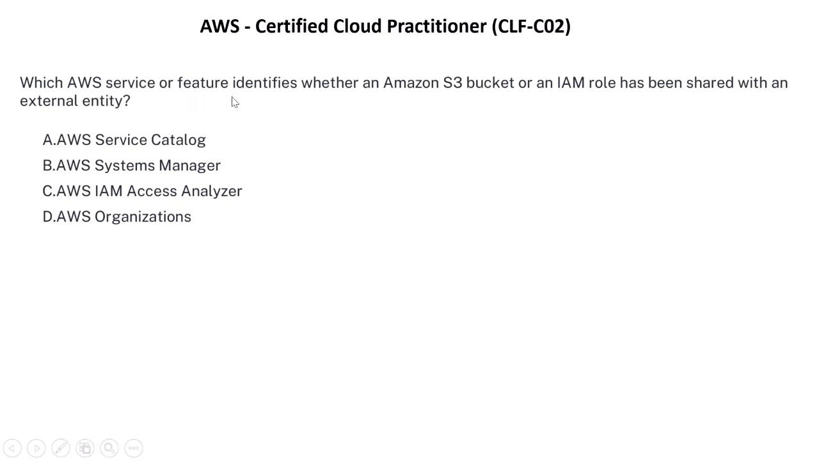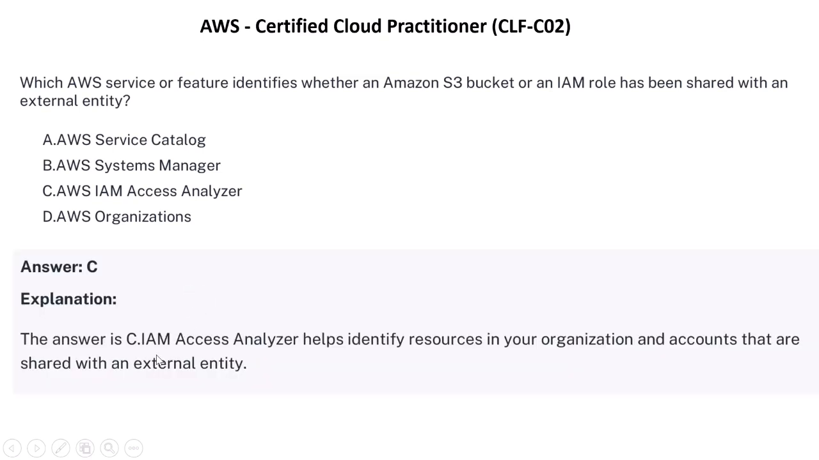Which AWS service or feature identifies whether an Amazon S3 bucket or an IAM role has been shared with an external entity? Option A, AWS Service Catalog. Option B, AWS Systems Manager. Option C, AWS IAM Access Analyzer. Option D, AWS Organizations. Right answer is option C. IAM Access Analyzer helps identify resources in your organization and accounts that are shared with an external entity.